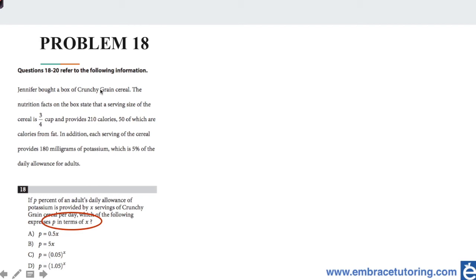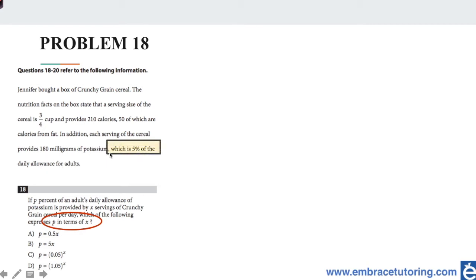So Jennifer bought a box of crunchy grain cereal. The nutrition facts on the box state that the serving size of the cereal is 3/4 cups and provides 210 calories. It's interesting they don't give you a full cup. They give you 3/4 of the cup, 50 of which are calories from fat. In addition, each serving of the cereal, so now we're down to servings, X servings, each serving of the cereal provides 180 milligrams of potassium, which is 5% of the daily allowance for adults.